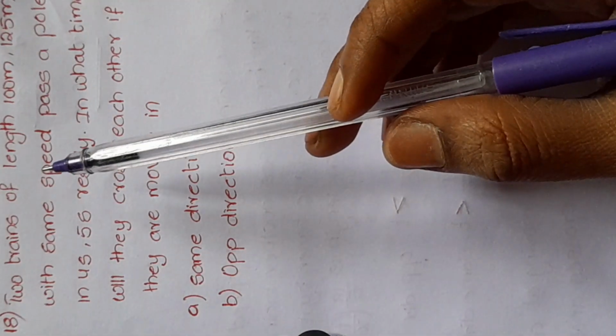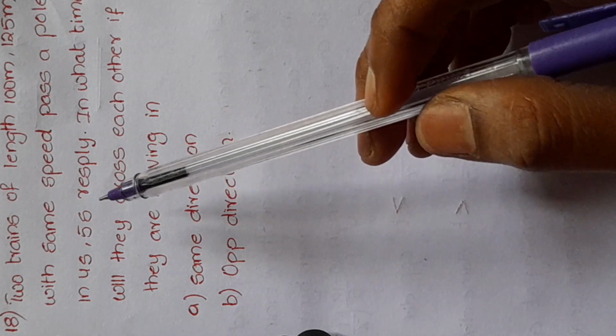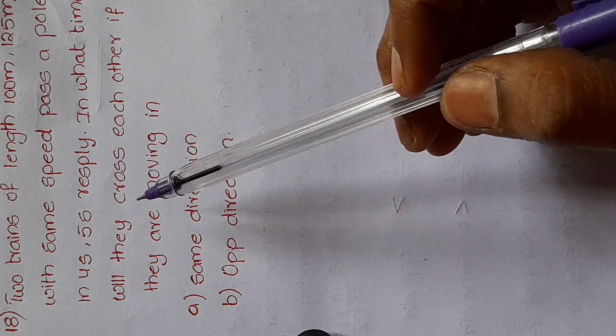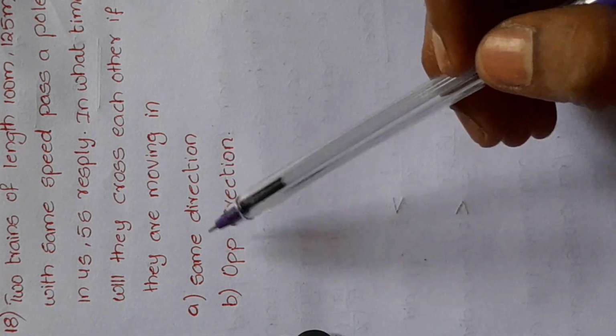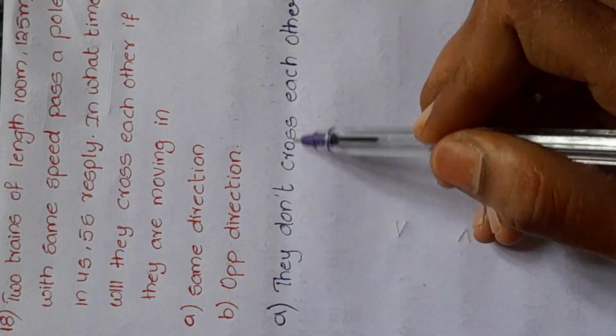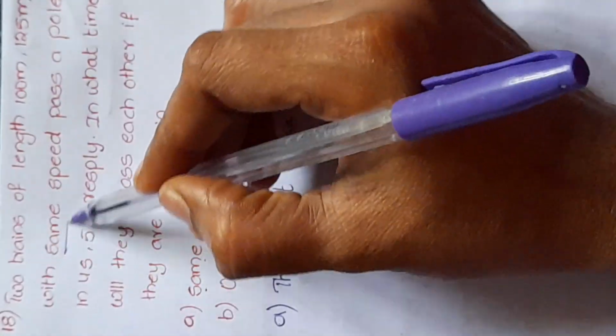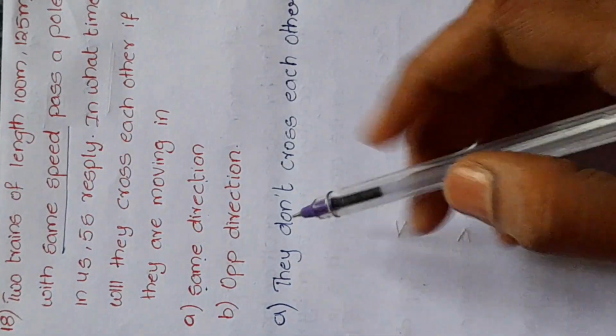18th question. Two trains of lengths 100 meters and 125 meters with the same speeds pass a pole in 4 seconds and 5 seconds respectively. In what time will they cross each other if they are moving in the same direction and in the opposite direction? In the first case, that is A, they don't cross each other because both are moving in the same direction and at the same speed.